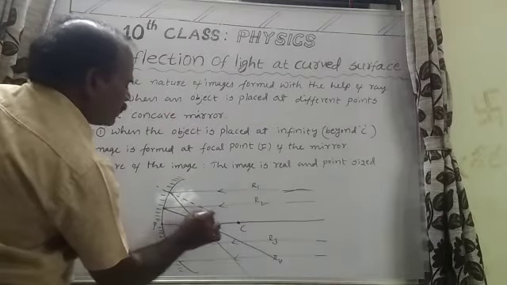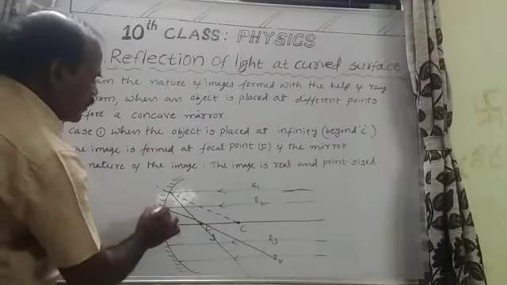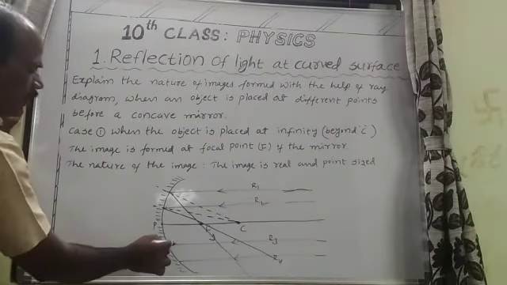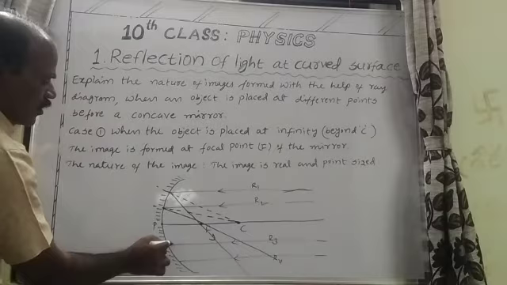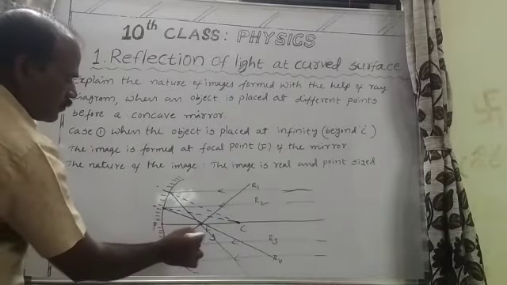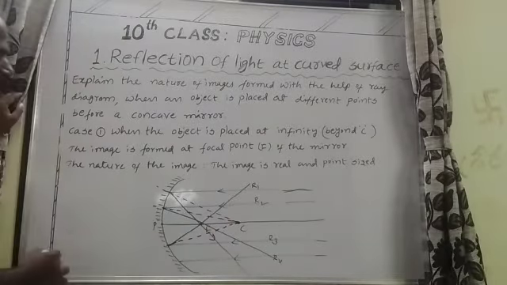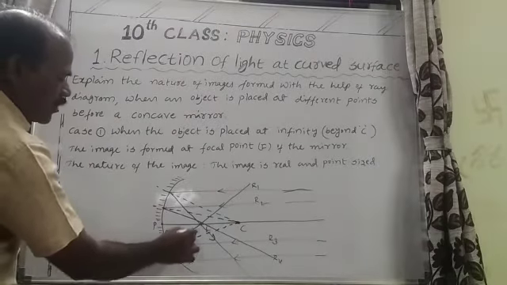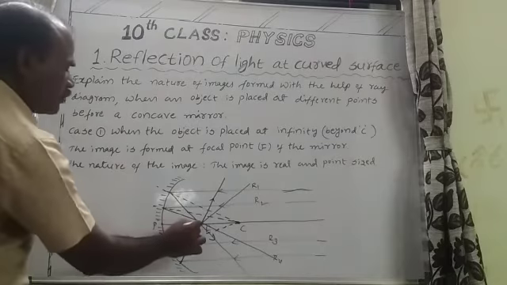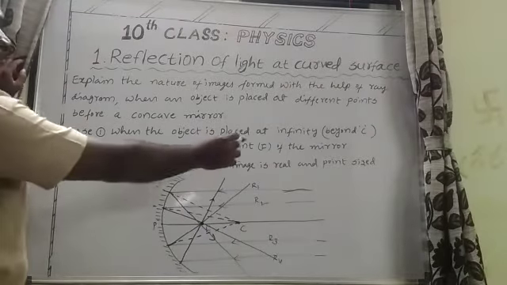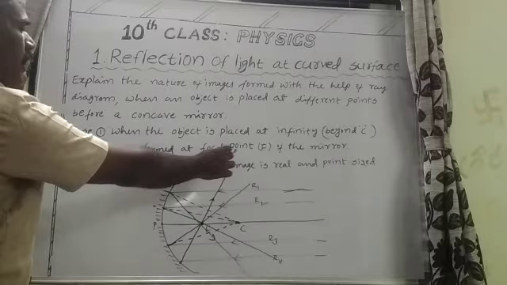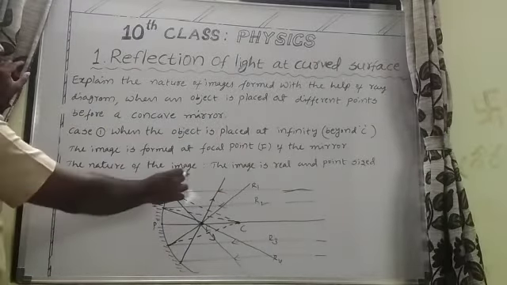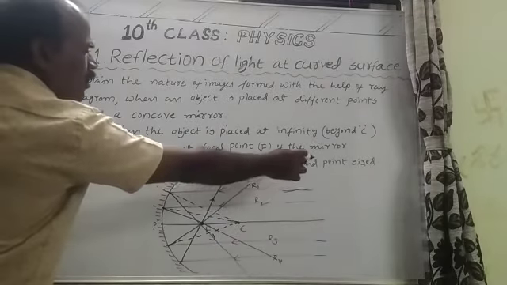This is the normal. Third ray strikes the mirror, then the reflected ray passes through the focus. This is the normal. Fourth ray strikes the mirror, the reflected ray passing through the focus. The image is formed at the focal point F of the mirror. The nature of the image is real and fine sized.